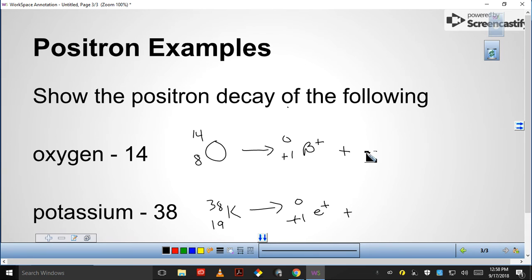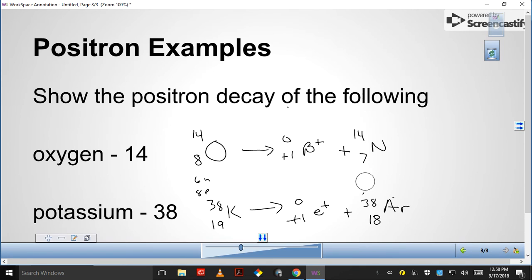Now what plus 1 equals 8? Well, now it's 7. So here we had 6 neutrons, 8 protons. Here we have 7 and 7. So this time I got rid of a proton and turned it into a neutron. And here we'd be 38 on top. This would be 20. Oop, no, it wouldn't. Let's try 18. And 18 would be argon. So that's positron decay.